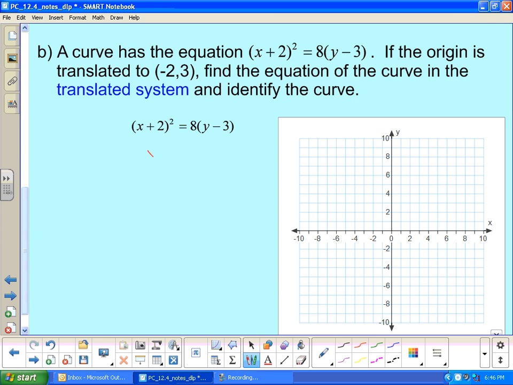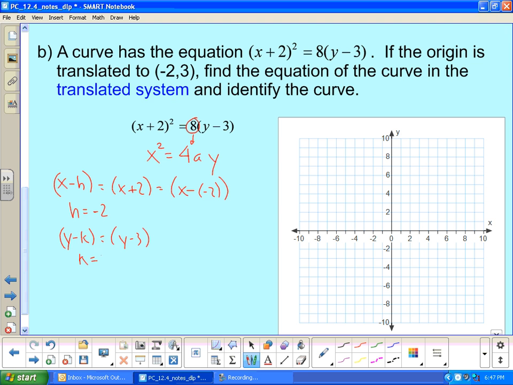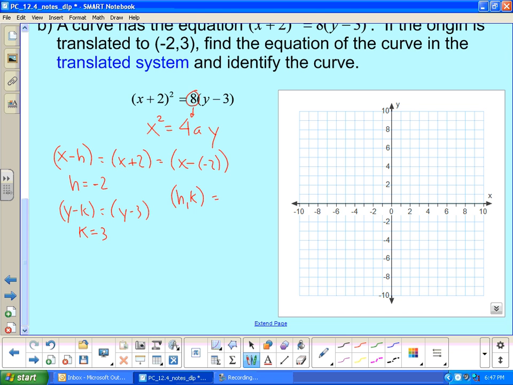So this thing must have been modeled after something like this. Where I see here I've got this 8, that must be the same thing as my 4a value. And I've got an x that is moved to the left 2. So I have my x minus h is actually equal to my x plus 2, which is an x minus a negative 2. So that means my h is a negative 2. I've moved left 2. My y minus k is equal to this y minus 3, which means my k is equal to 3. So I know that I've moved my origin to negative 2, 3.